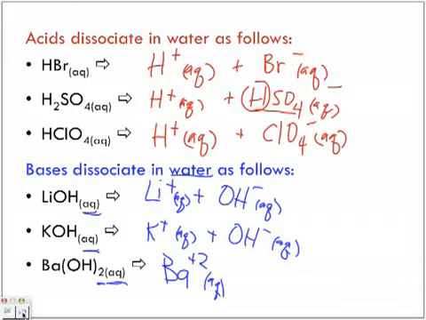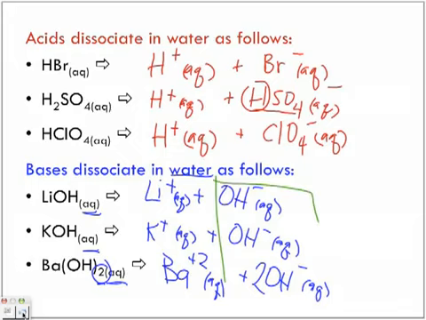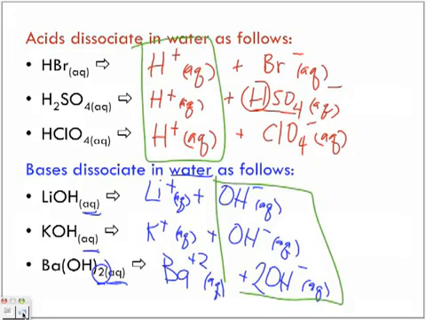And the hydroxide: how many do we have? Two of them, so we put 2 in front. That's just the balancing, that's how we balance it. So notice how bases dissociate. All bases have the hydroxide, and all our acids here have the hydrogen ion.